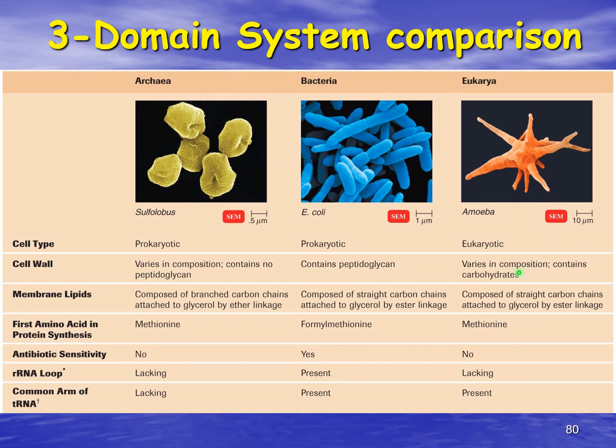The eukarya are all eukaryotic cells. If they have a cell wall, it contains a carbohydrate, not a protein such as peptidoglycan. The membrane lipids are composed of straight carbon chains attached to glycerol, again by ester linkages, and you'll see that this is common throughout all of the domains, that we have the bilayer of phospholipids in the cell membranes. The eukarya also lack that RNA loop in the ribosome small subunit, and so again, they're more closely related RNA-wise to the archaea than they are to the bacteria.